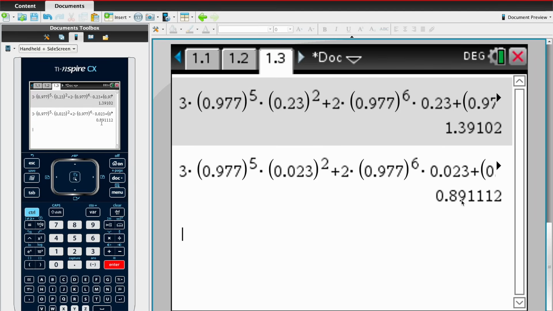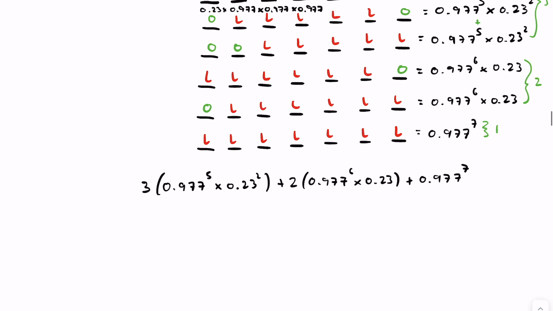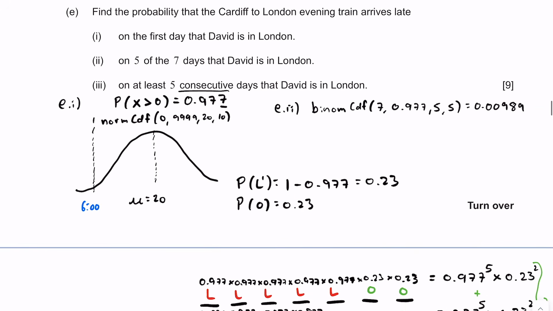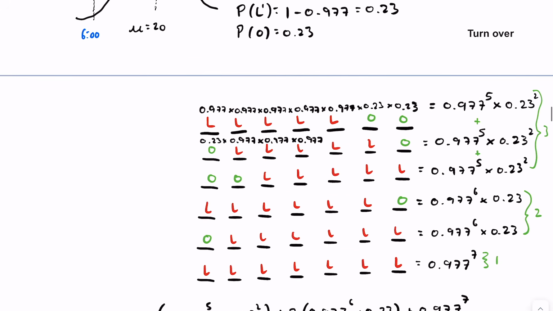0.89112, or 0.891. That is the probability that David sees the train coming in late 5 consecutive days, or 6 consecutive days, or 7 consecutive days. 5 or more consecutive days. So let's go back to the document here, and we'll write that out. And that was quite a challenging question. 0.89112, or 0.891 to 3 significant figures. Okay. All right, so I think that's good.